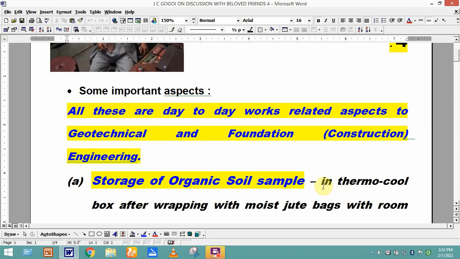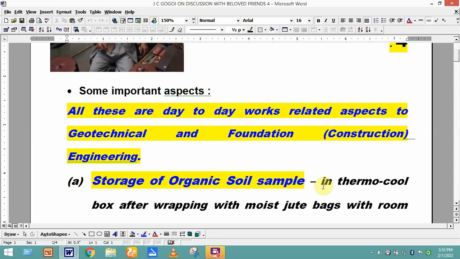If the in situ soil moisture is at plastic limit, the soil is hard. If the in situ moisture content is at shrinkage limit, the soil is extremely hard. Beyond that, soil cannot be more hard. And in case of in situ moisture content equal to liquid limit, the soil is soft. So these are directly related with strength parameters.